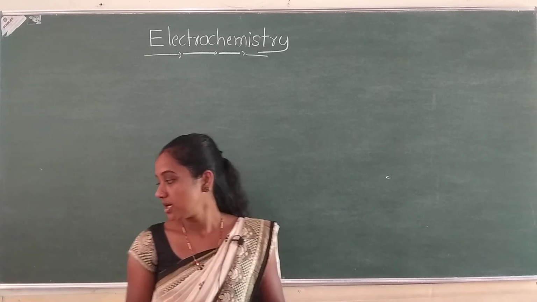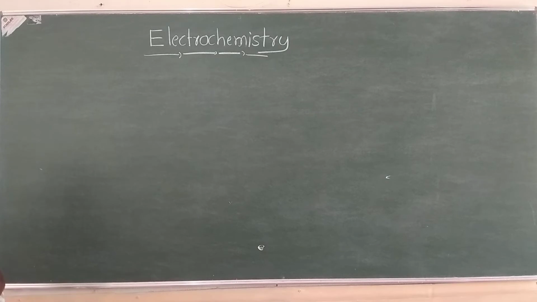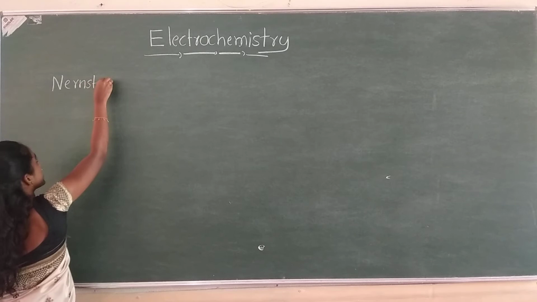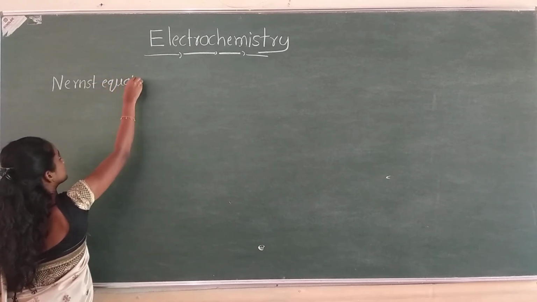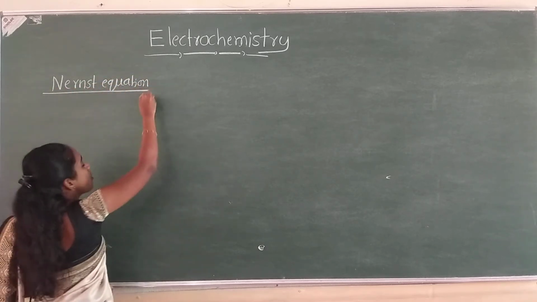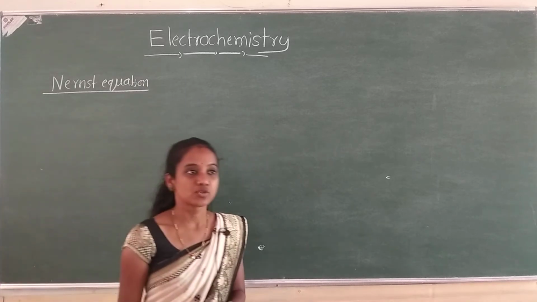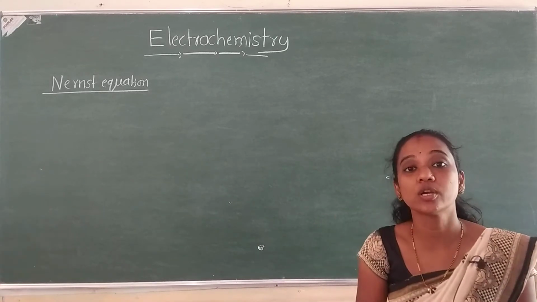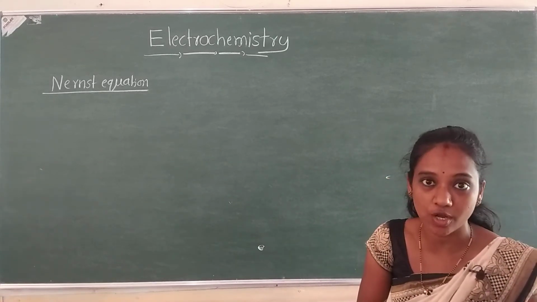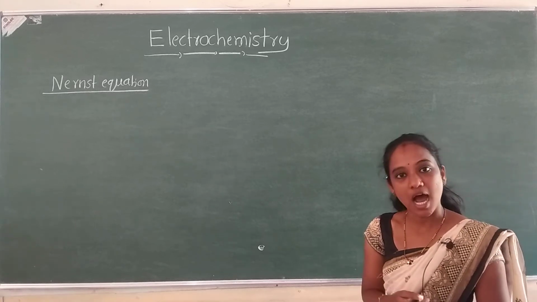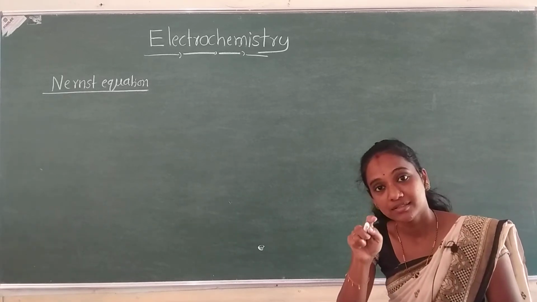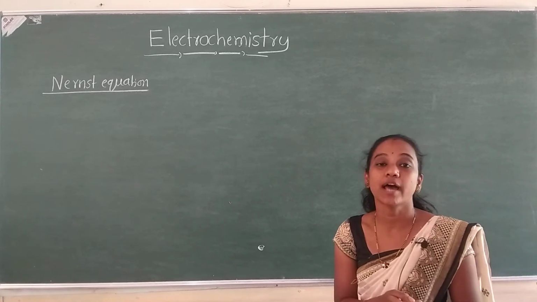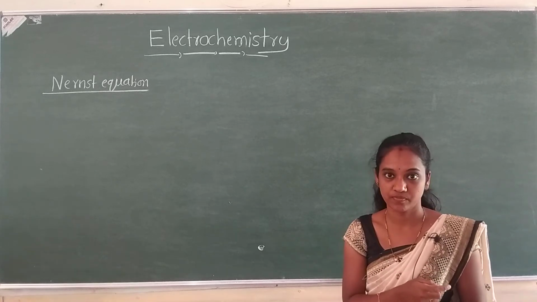So today let us discuss the Nernst equation. What is this Nernst equation, and why is it used? Generally the standard hydrogen electrode is used in order to find the electrode potential of a single electrode or a half cell, where the concentration of the electrolyte is maintained at unity and also at a standard temperature.